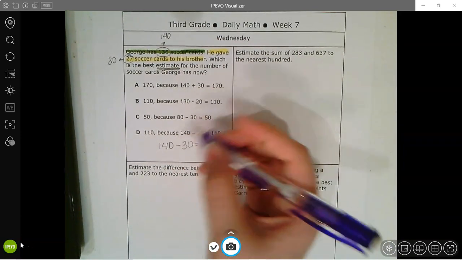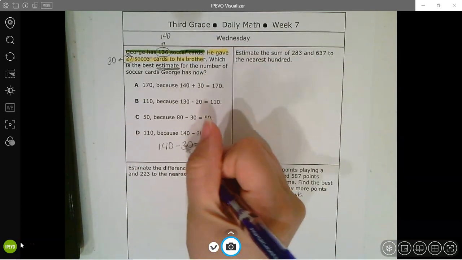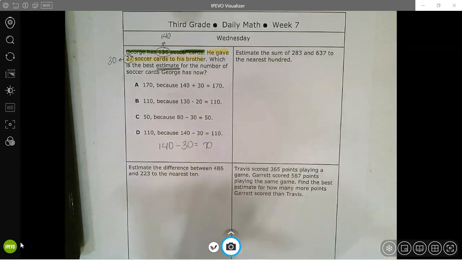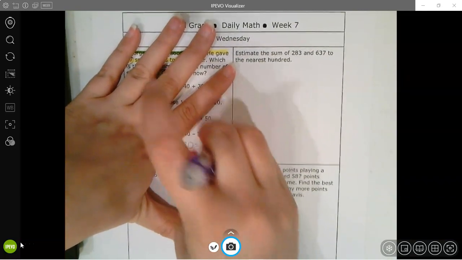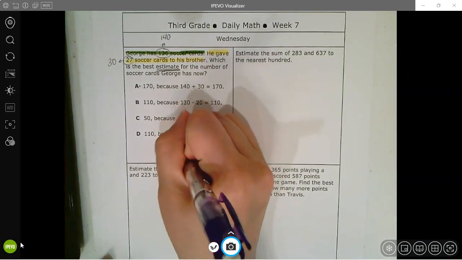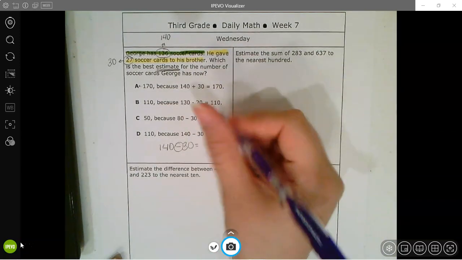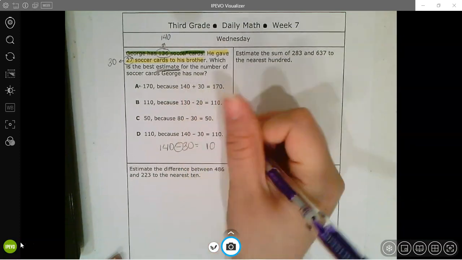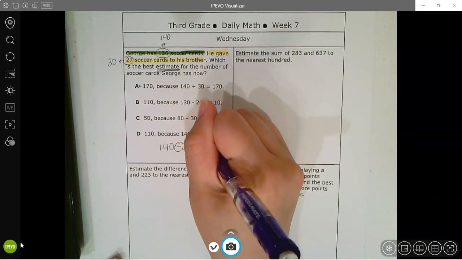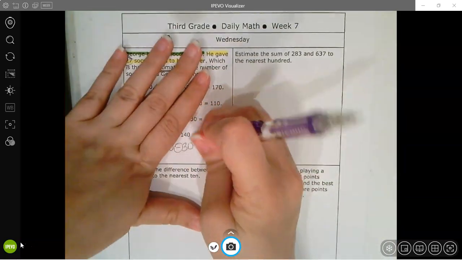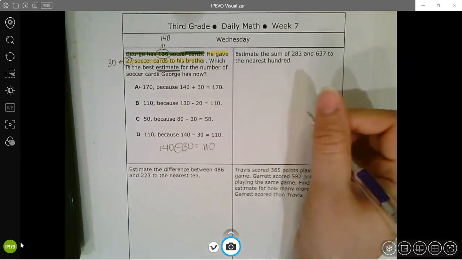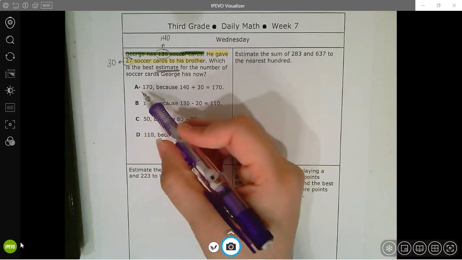So I know that 0 plus 0 is 0. 3 plus 4 is 7. And 1, oh, look at me. I'm adding. We're supposed to be subtracting. That's very important that we pay attention to our sign. So 0 minus 0 is 0. 4 minus 3 is 1. And 1 minus 0 is 1. See, teachers make mistakes too. So let's see which answer is going to be correct.